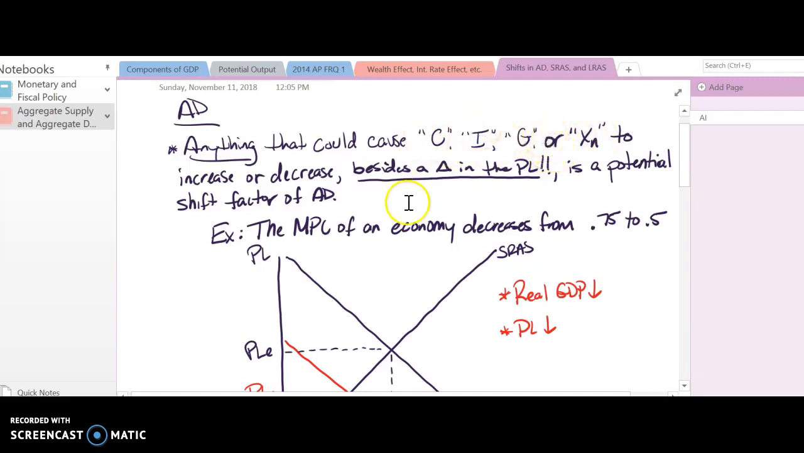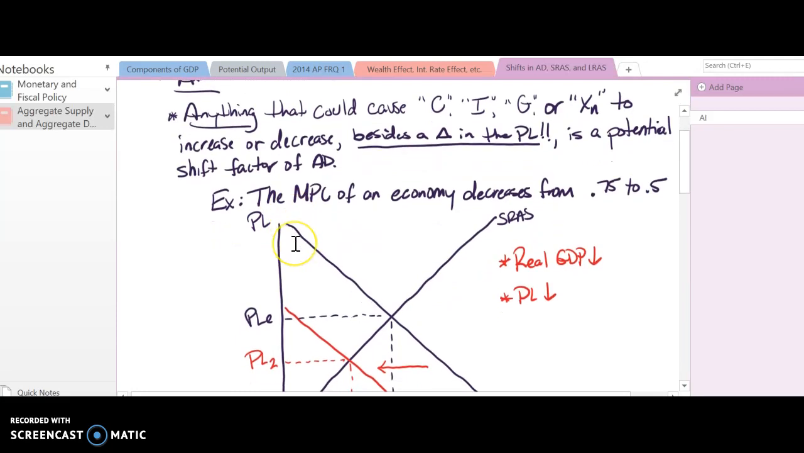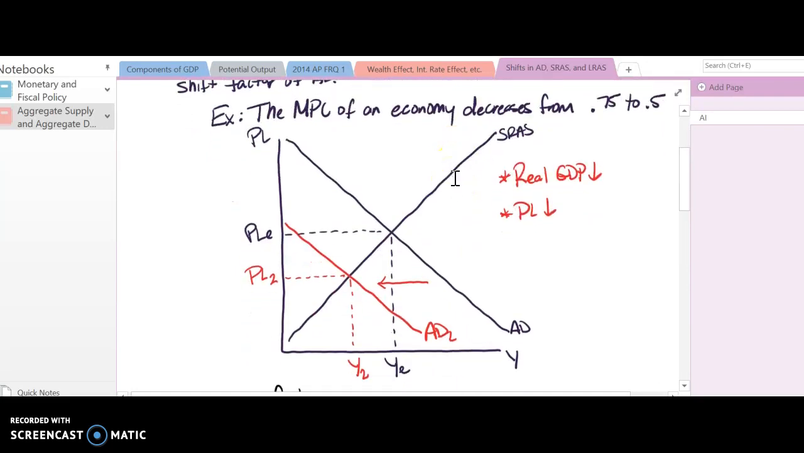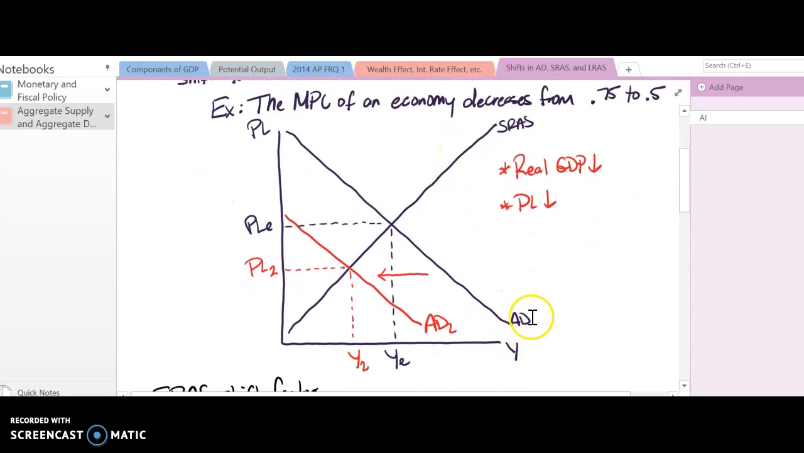Okay, so here's one example. If you had a statement that said the MPC of an economy decreases from 0.75 to 0.5, that means that people are spending less money. And since spending is essentially consumption, that would mean consumption is decreasing. And therefore, if consumption decreases, aggregate demand would decrease and shift to the left.